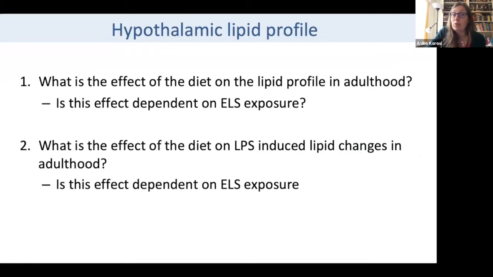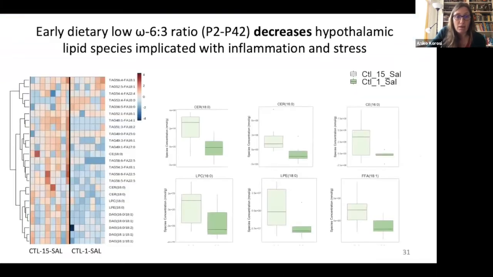So what happened to the hypothalamic lipid profile? We see these gene expressions that are different depending on your early diet, depending on your early life adversity, and there is of course a response to LPS. So we were wondering, can we find this back biochemically, at the structural level, in the lipid profiles in the brain? First, this is a comparison of the lipidomic analysis of just the effect of the diet, so in control animals.